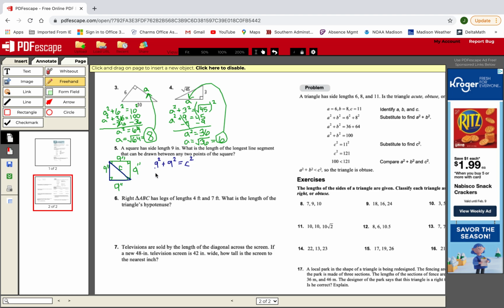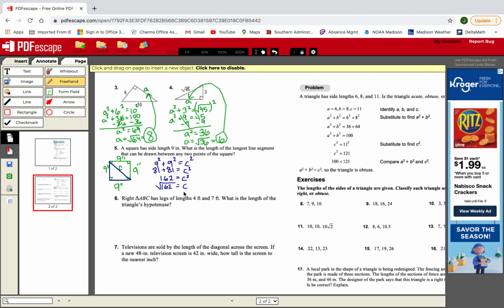9 squared is 81. 9 squared is 81. 81 plus 81 equals c squared. 81 plus 81, 162. 162 equals c squared. Maybe I'll appreciate the step-by-step process here. It's a little painful. So undoing a square by taking the square root of both sides, c equals the square root of 162, which of course can be simplified. It's an even number.